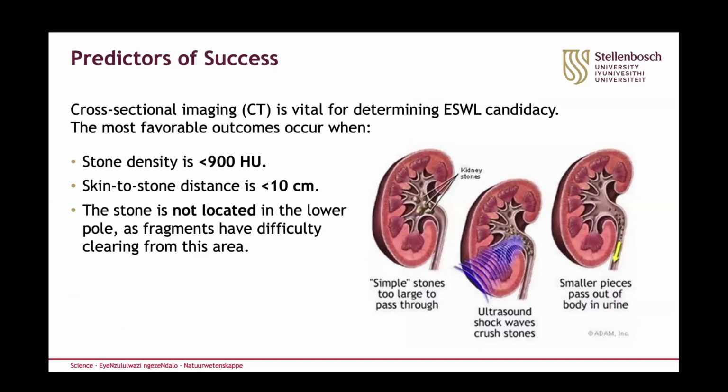Cross-sectional imaging is vital for determining ESWL candidates. As we've mentioned, we'll look at your stone density, preferably less than 900 Hounsfield units. Patients with a skin to stone distance less than 10 centimeters, and the stone is not located in the lower pole.